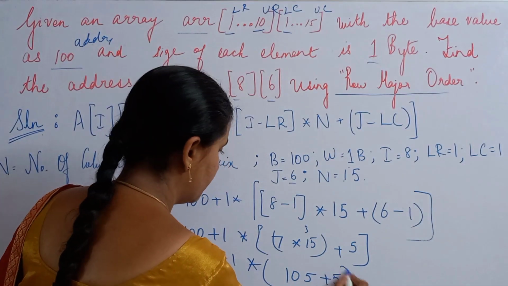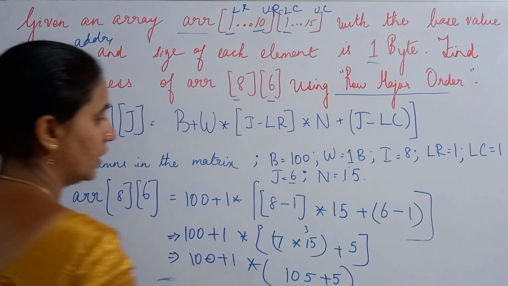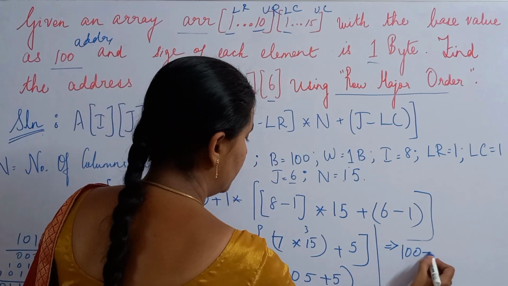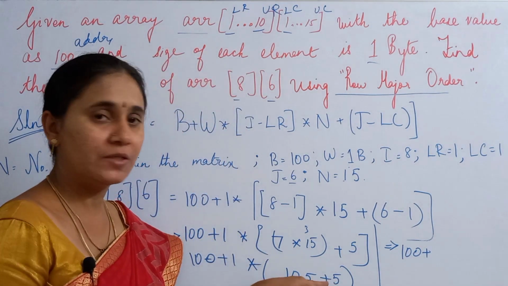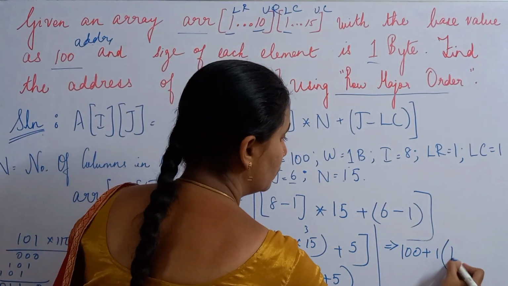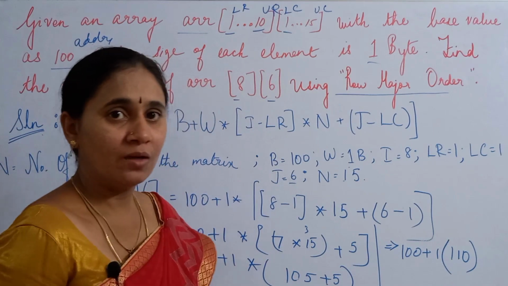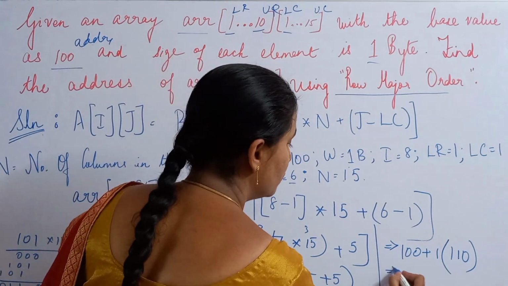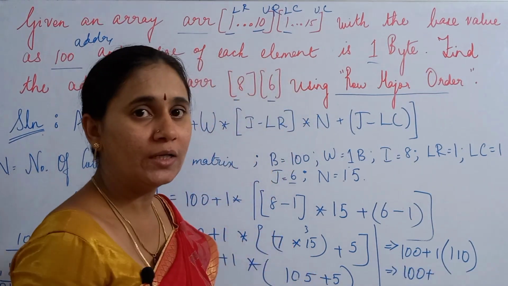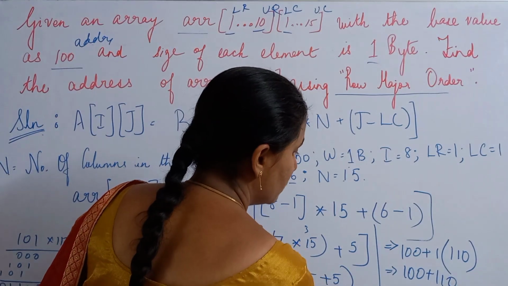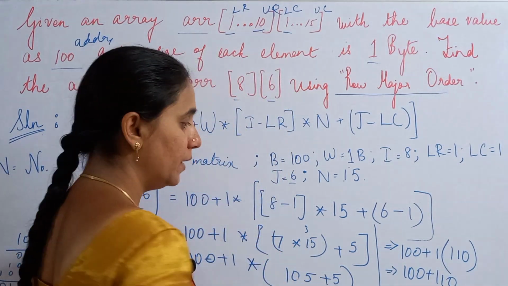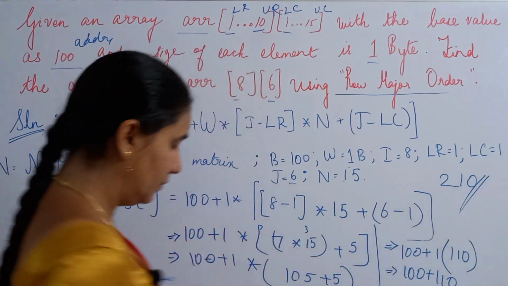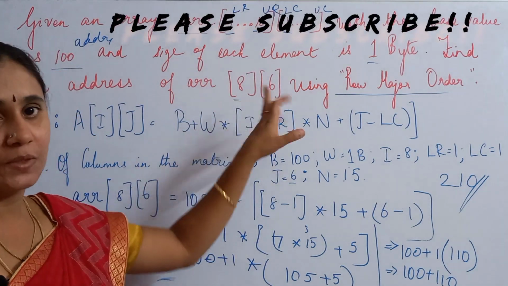Then plus 5. Now I have to solve it again. I will write it here. So 100 plus, you have to add this 105 plus 5, so you will get 1 into 110. Based on the priority of operators, you have to go on simplifying. So 100 plus 1 into 110 is 110. Now you simplify the answer. What answer will you get? The answer is 210. So this is the address of A of 8, 6.